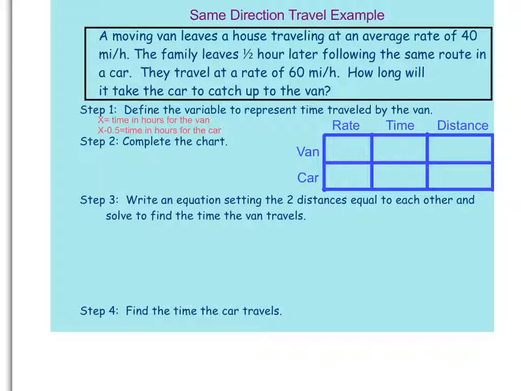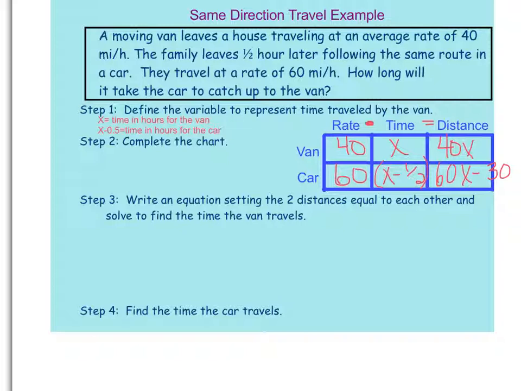The rate of the van is 40 miles per hour. The rate of the car is 60 miles per hour. The time is going to be right here where we defined our variables. So the time in hours for the van is x. The time in hours for the car is x minus 1/2. And then again we multiply rate times time, and that equals distance. So 40 times x is 40x, and 60 is going to be distributed to x minus 1/2. So that gives us 60x minus half of 60 is 30.